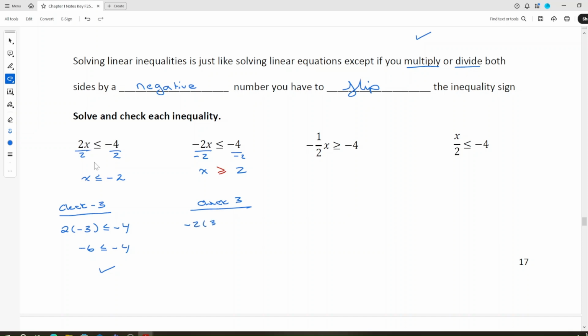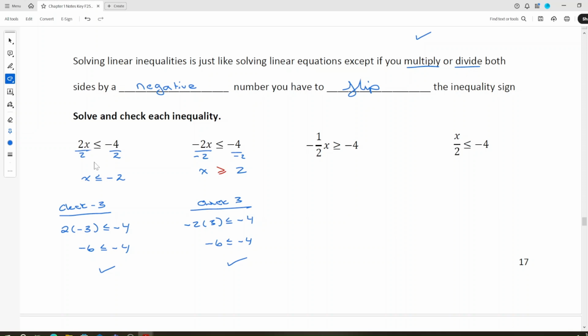Negative 2 times 3, is that less than or equal to negative 4? So you're checking into the original equation with nothing flipped. Is negative 6 less than or equal to negative 4? Yes. So because I flipped my inequality sign, it gave me the correct solutions.